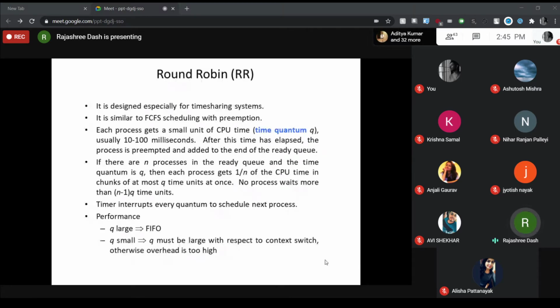Now, if there are n processes in the ready queue and the time quantum is q, then each process gets 1 by n of the CPU time in chunks of at most q time units at once. So, no process waits more than (n minus 1) times q time units. Now, there is a timer which interrupts after every time quantum to schedule the next process.